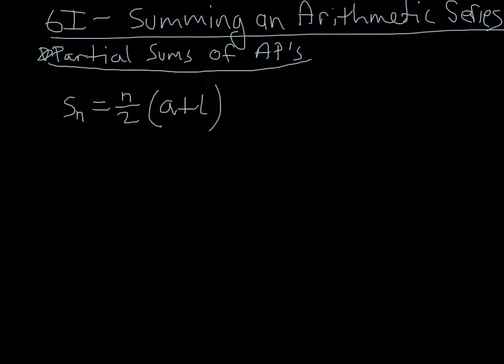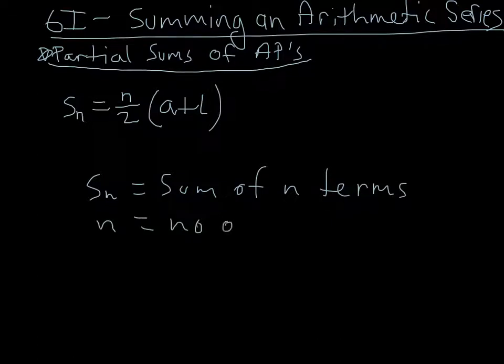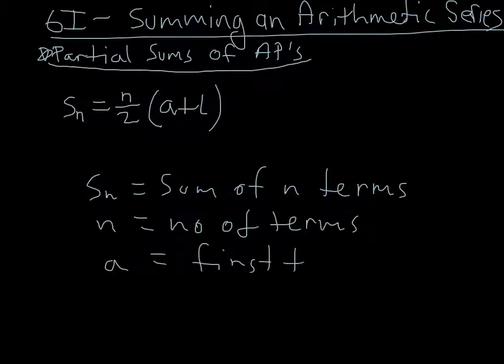Okay, the first one we use is Sn equals n over 2 (a plus l). Sn stands for the sum to n terms, or the sum of n terms. n is the number of terms. a is the first term, and l is the last term.